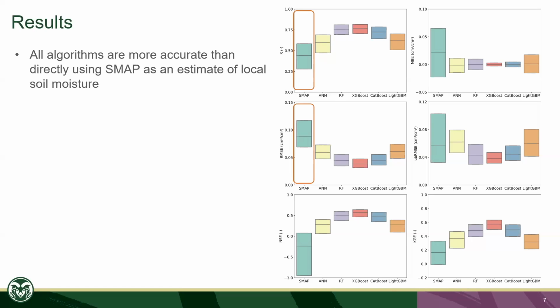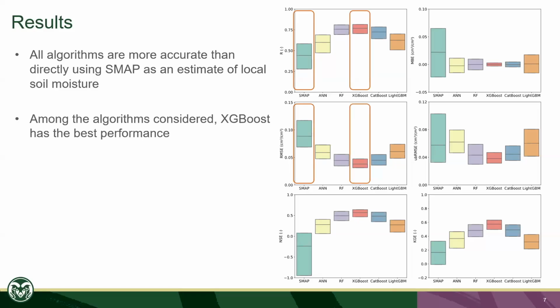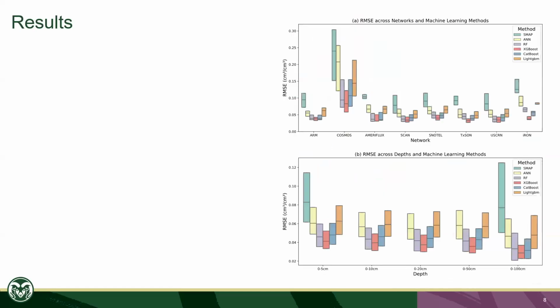And the first thing you'll see is that the machine learning algorithms do outperform SMAP, which is expected because SMAP is a spatial average over 9 kilometers. They should do better than directly using SMAP. The other thing you'll notice is that the top performing algorithm is the XGBoost algorithm. It has generally the best performance overall, and the root mean squared errors there are about 0.04 on average.